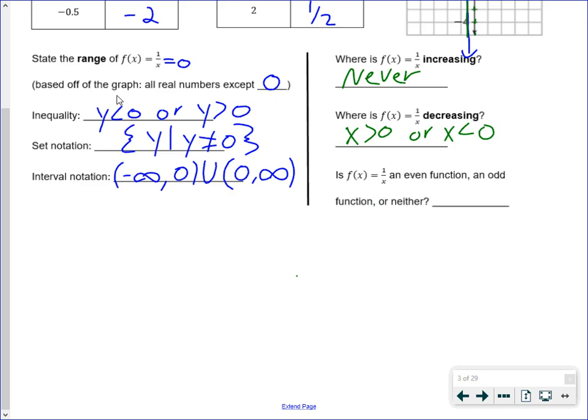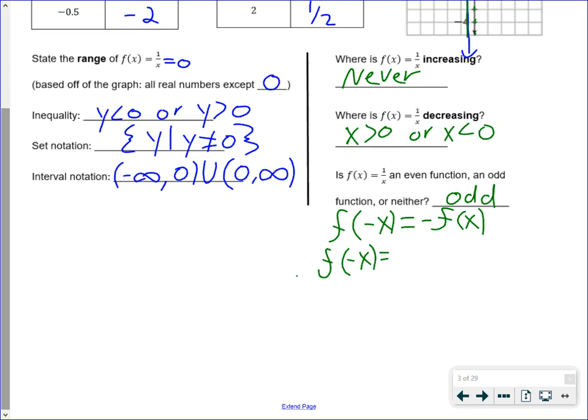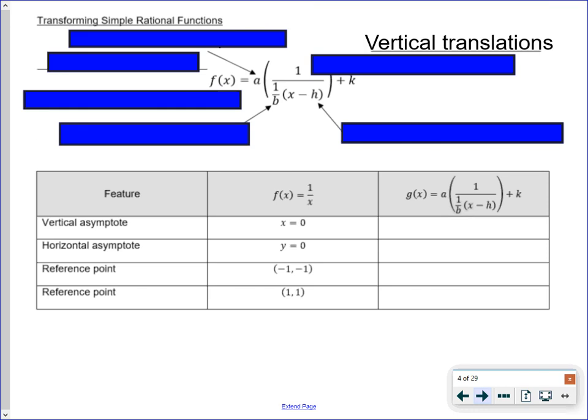Now, is f of x equals 1 over x an even function, an odd function, or neither? It's an odd function. That's because an odd function needs to meet the requirement f of negative x equals negative f of x. If we solve for what f of negative x is for this function, it'll be 1 all over negative x. And negative f of x, if we solve for that, will give us negative 1 over x. These two are the exact same, so that means it's an odd function. So let's keep on going.